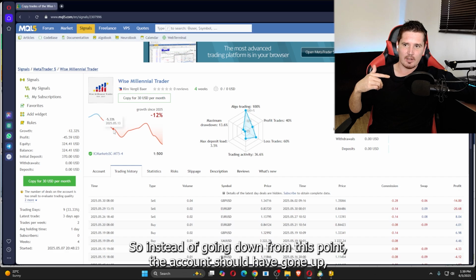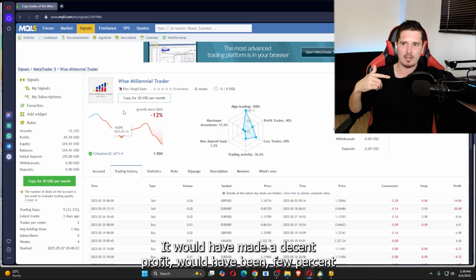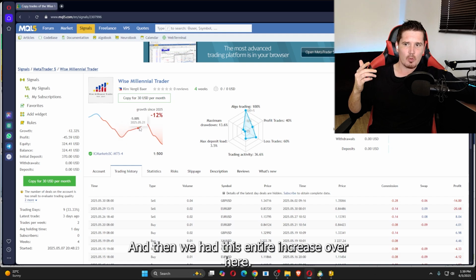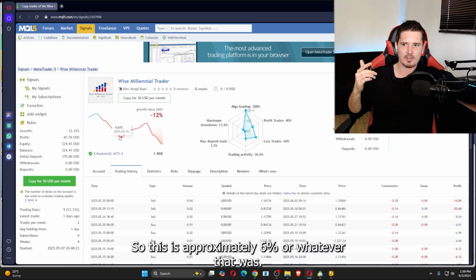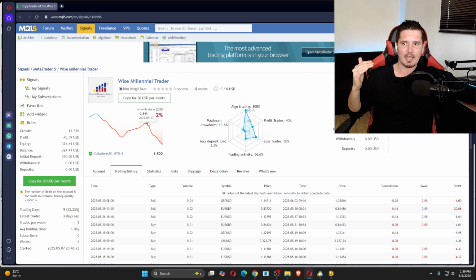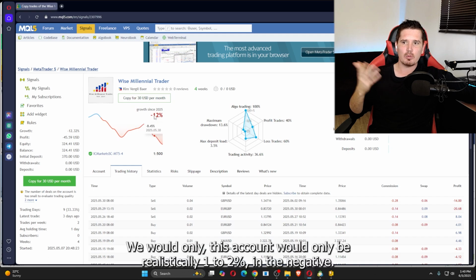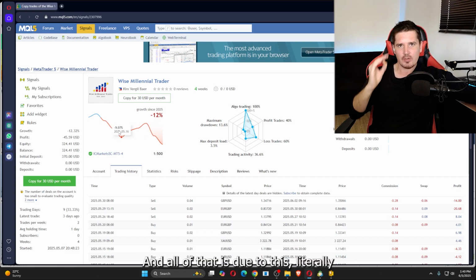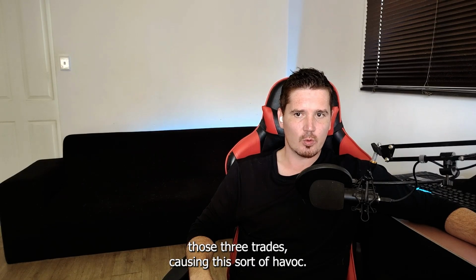So instead of going down from this point, the account should have gone up. It would have made decent profit, a few percent in the plus, 1 or 2%. And then we had this entire increase over here, so this is approximately 6%. Whatever that was, if that was 1 or 2%, it would have been a 7, maybe 8% growth. And then we had another loss here. So let's say 3 to 12, so it's 9%. This account would only realistically be 1 to 2% in the negative. And all of that is due to literally those 3 trades causing this sort of havoc.